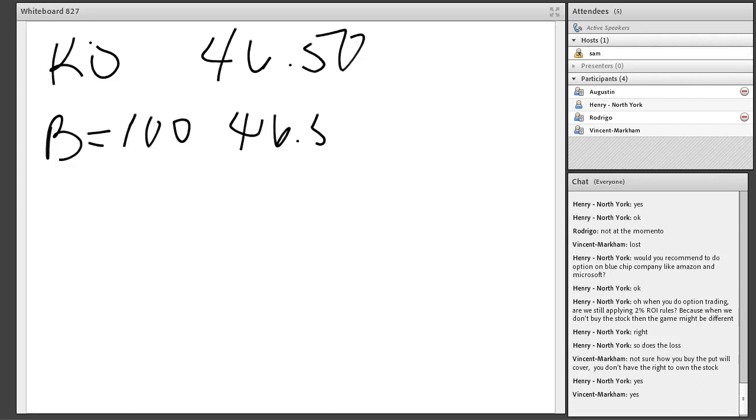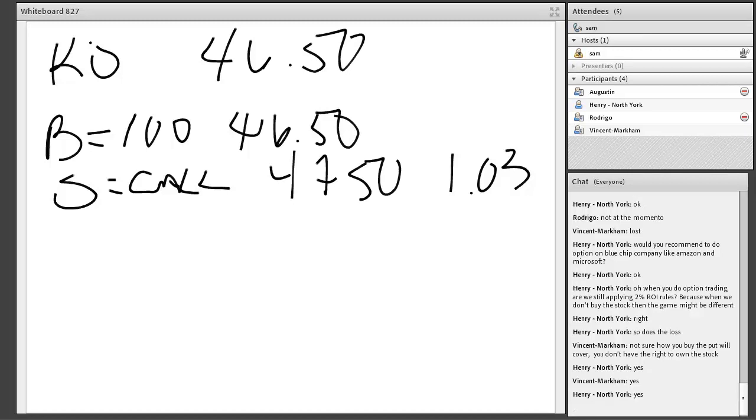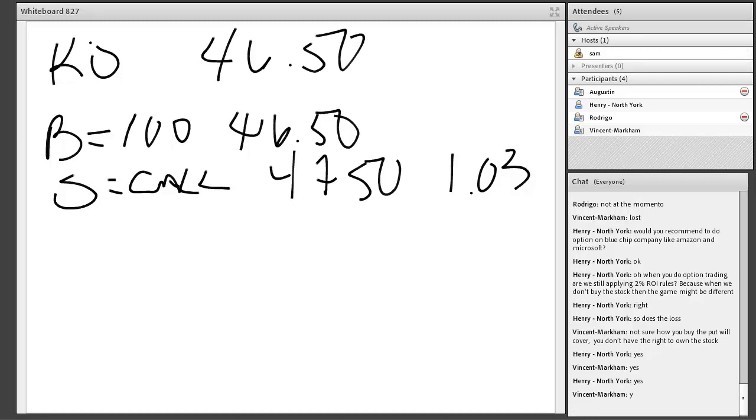I'm just going to put B for buy. Buy 100 shares at 46.50, and we sell the call at 47.50, right? That was the strike. And we bring in $1.03. That's what we bring in, $1.03. Everybody with me?